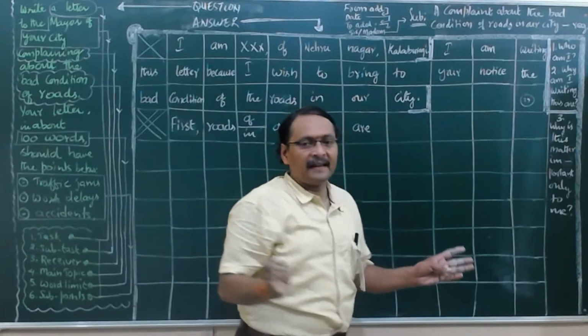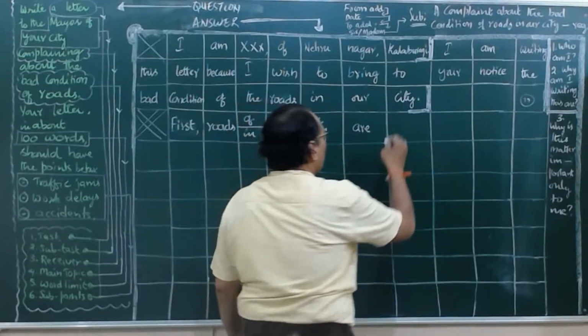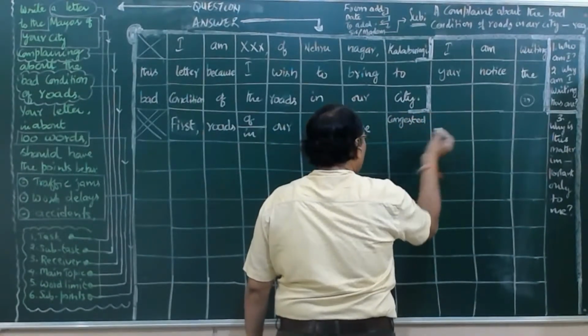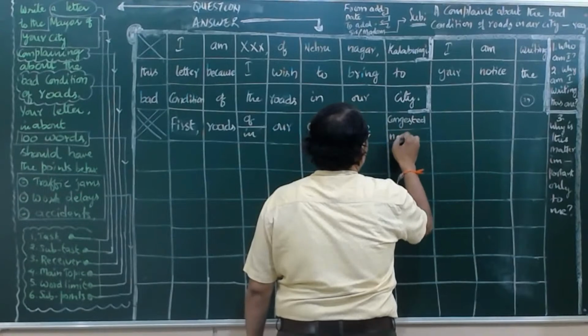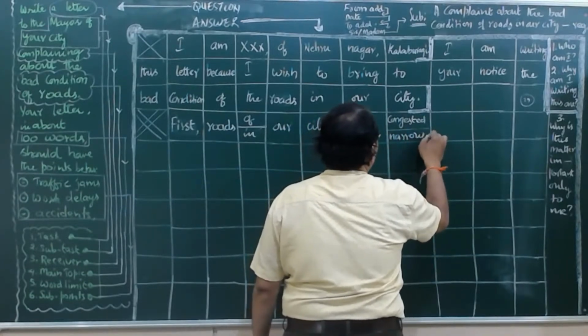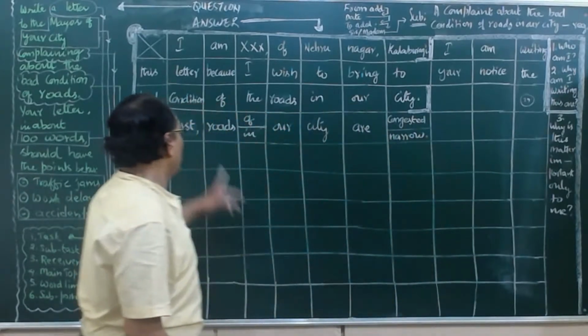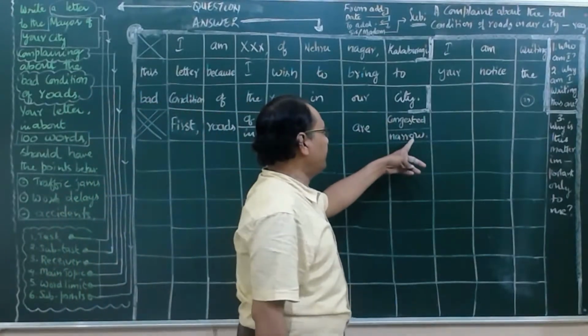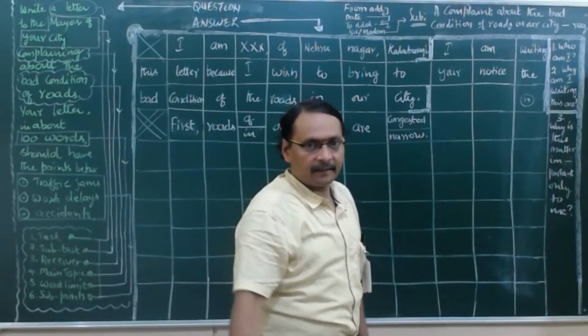They are very congested. Sir, we don't know how to write congested, sir. Then note down the spelling. We don't remember that word, sir. Very good. Then you have to choose another word. That is narrow. Roads of our city or roads in our city are congested or narrow. First of all, that is the problem.